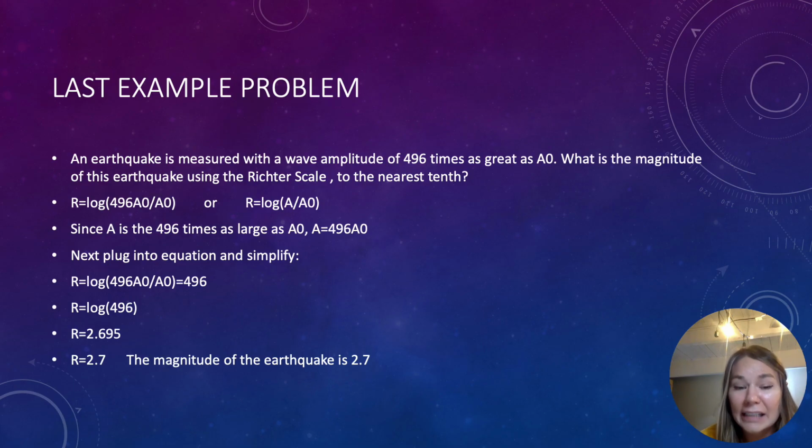Since A is 496 times as large as A0, we're going to say A equals 496 A0. So you would plug that in, and R equals log of 496 A0 divided by A0, which is 496. If you take your scientific calculator and enter log of 496, it gives you 2.695. Rounded to the nearest tenth, the magnitude of the earthquake is 2.7. So the magnitude of the earthquake is 2.7 using the Richter scale.